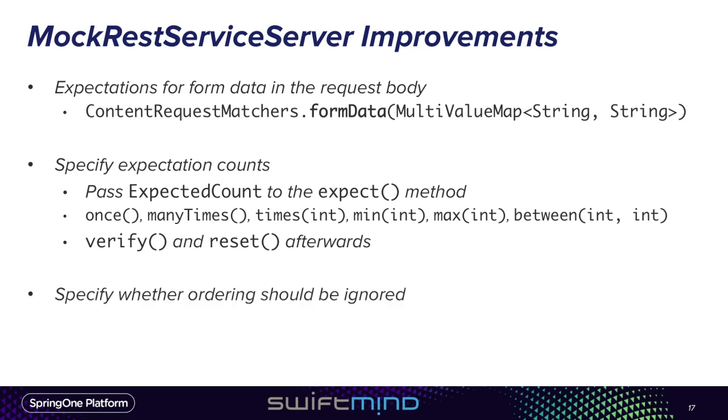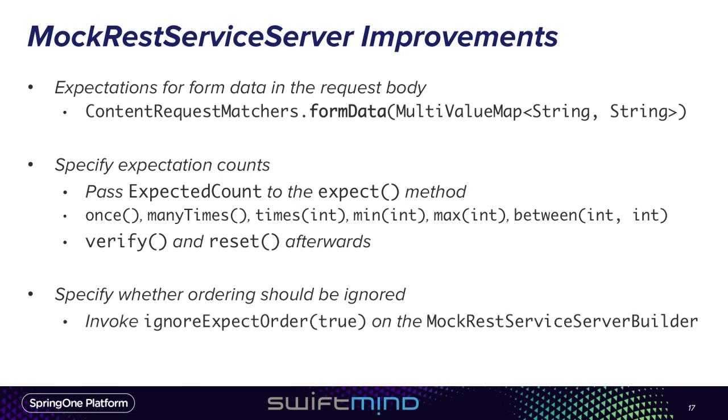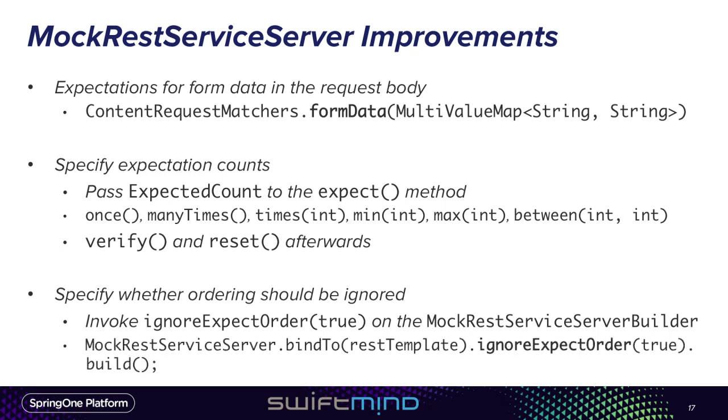Another feature here, you can specify whether ordering should be ignored. So you specify multiple things that should be invoked with this REST template or multiple requests, and you can set, for example, the ignore expect order to true if you want that to be ignored. On the builder, you just invoke another method in between. So normally with the builder, you would say something like MockRestServiceServer bind to your REST template there, and then build. And then the new feature here is just say ignore expected order. So it doesn't matter the order in which those things occur.